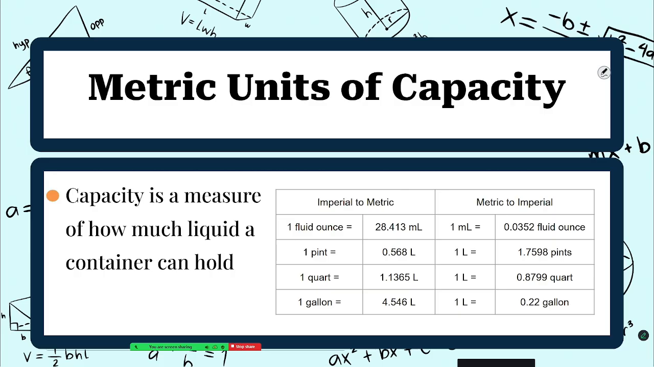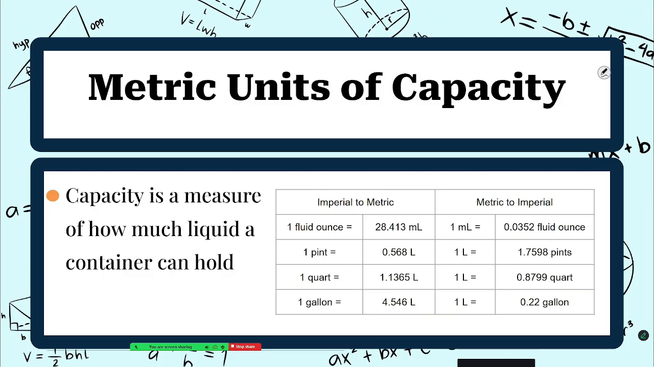Metric units of capacity. Capacity is a measure of how much liquid a container can hold. When we're thinking of capacity, we're talking liquid and how much of that liquid a container can hold. When we are talking about conversions from imperial to metric, the imperial units are fluid ounce, pint, quart, and gallon. In the metric system, we're using milliliters and liters essentially.